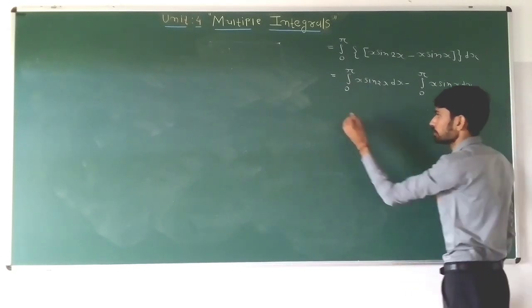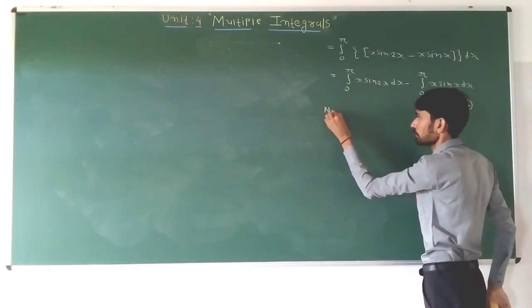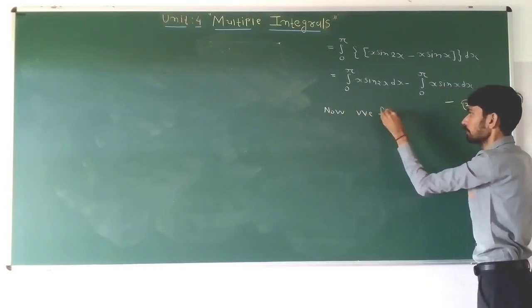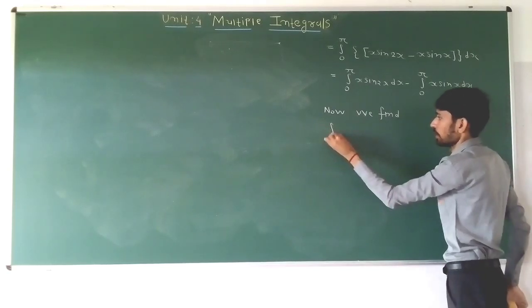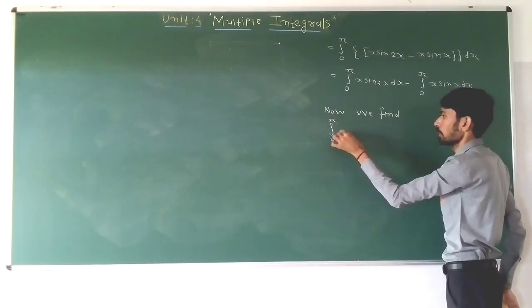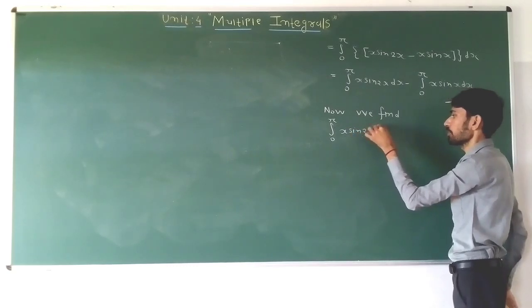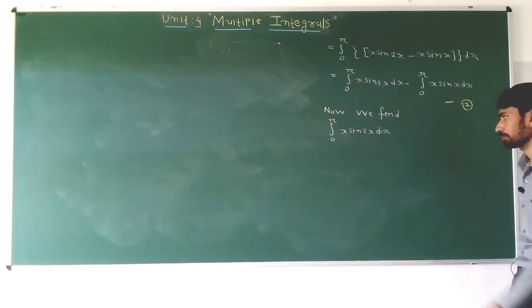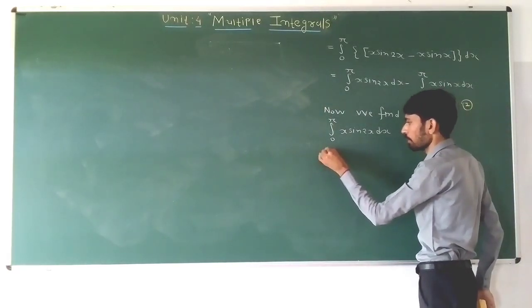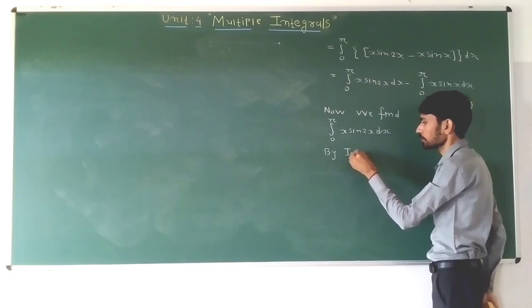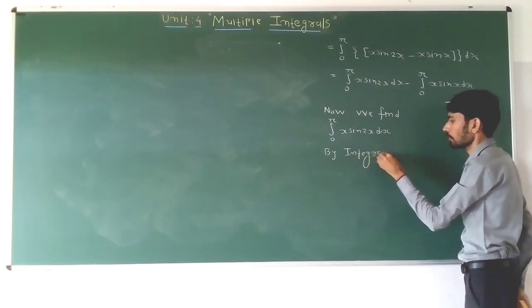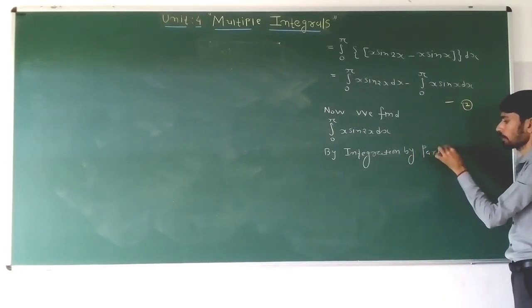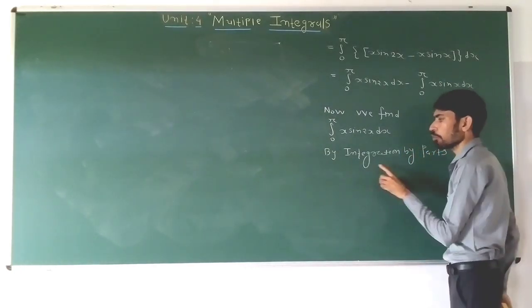So here we write, now we find integration 0 to pi x sin 2x dx. So here we apply our formula, integration by parts. So by integration by parts, here we apply our formula integration by parts.